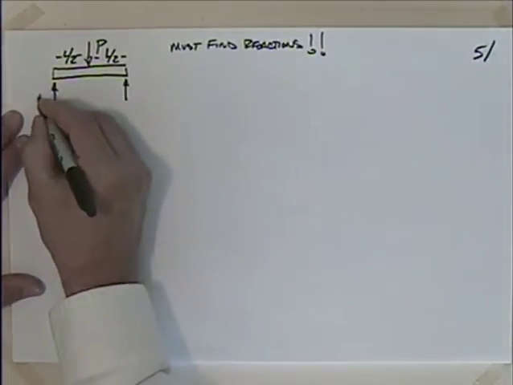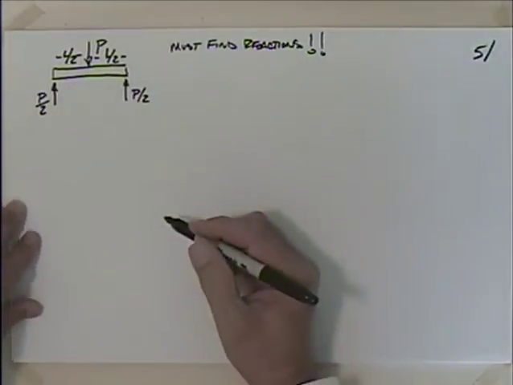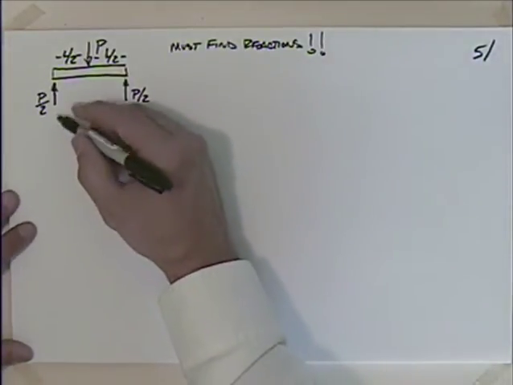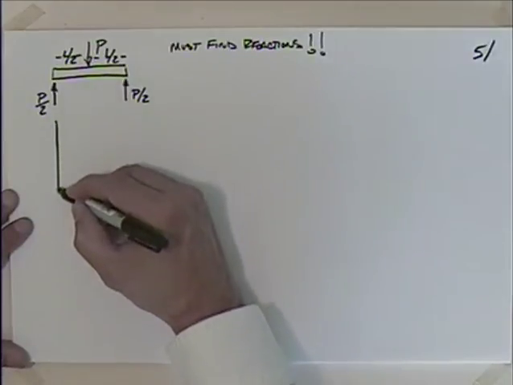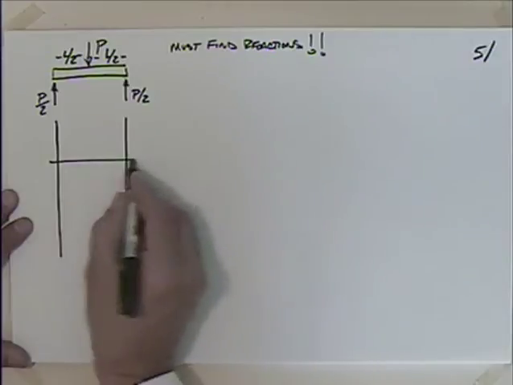We found that this was P divided by 2, and this was P over 2. I'm not going to go back through that. You go back to the last lecture and see what we did on that. But once you've got those reactions, then you can very quickly go through this shortcut.